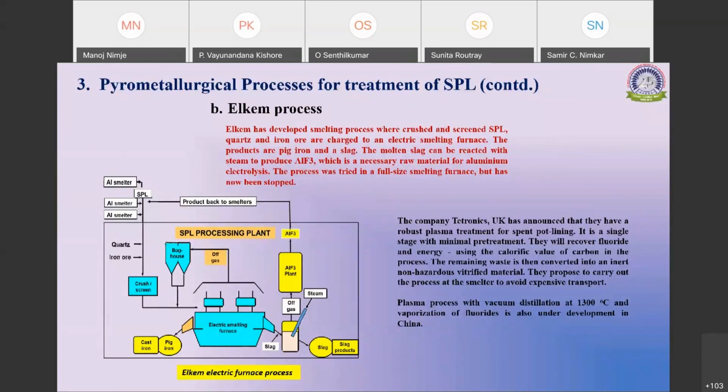It is a single stage with minimum pre-treatment. They will recover fluoride and energy using the calorific value of carbon in the process. The remaining waste is then converted into inert, non-hazardous, certified material. They propose to carry out the process at the smelter to avoid expensive transportation. A plasma process with vacuum distillation at 1300 degrees centigrade and vaporization of fluoride is also under development in China, but it also looks cost intensive with operational difficulties.